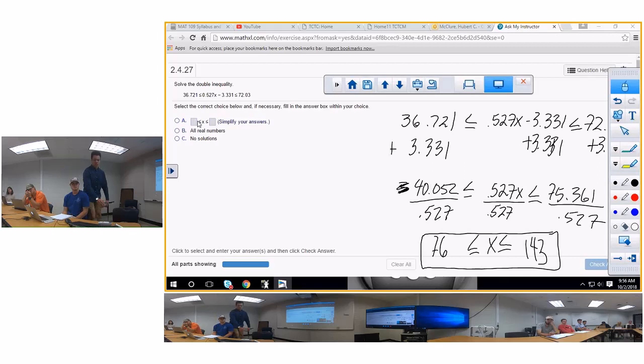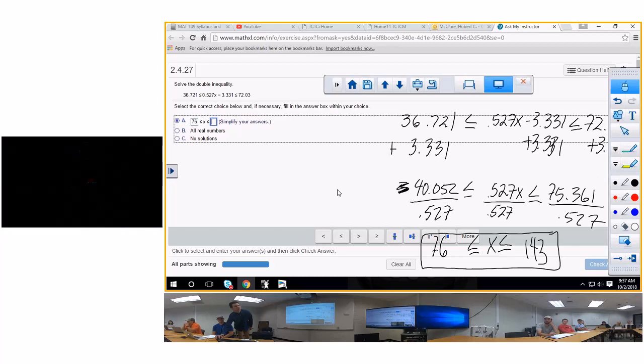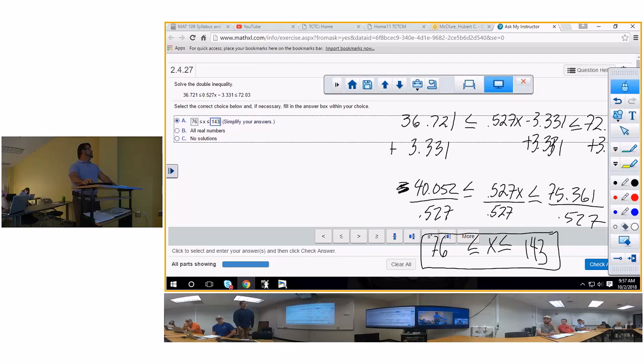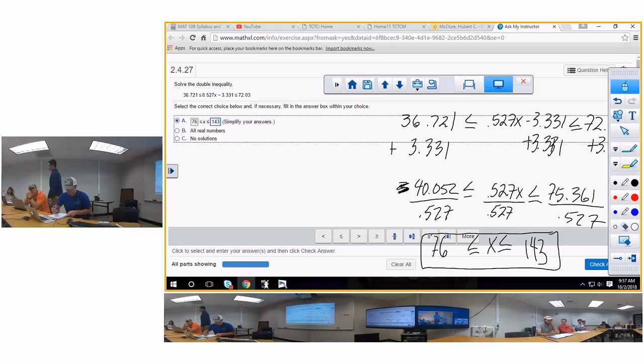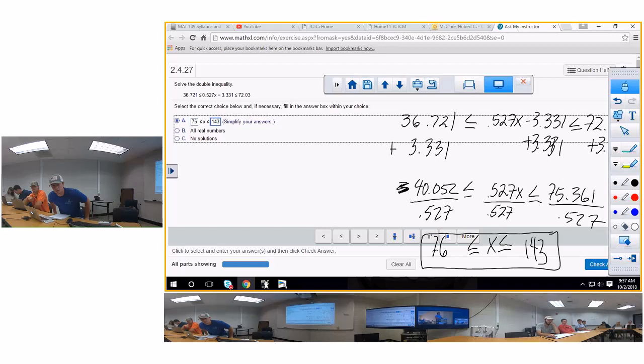So type in 76 and type in 143. What's going on at Pendleton? What's wrong with the screen? Anything? Just fixed it. What happened? I just need to know what happened. There was nothing. I just didn't know how to set it up. Never set it up. Oh, okay. Thanks, JC. You're welcome.